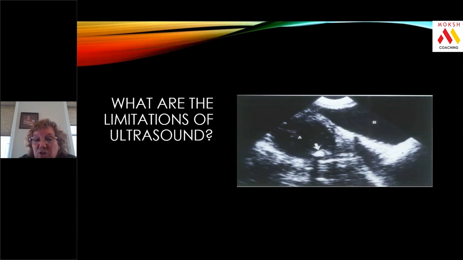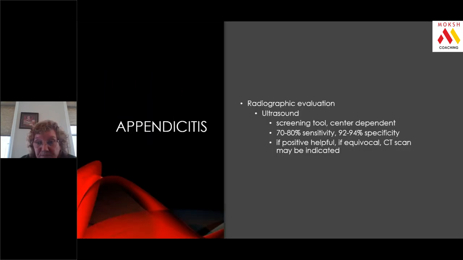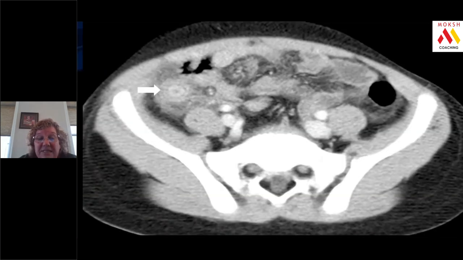So if they give you a question and the ultrasound comes back and it's equivocal, they're not sure if there's appendicitis, and you've got a child with that right lower quadrant tenderness, you've got a positive Rovsing's, you're concerned about appendicitis, the test you need to do is going to be the CT scan. And the CT scan is the definitive test for appendicitis. So if they ask you for definitive, it's a CT scan.